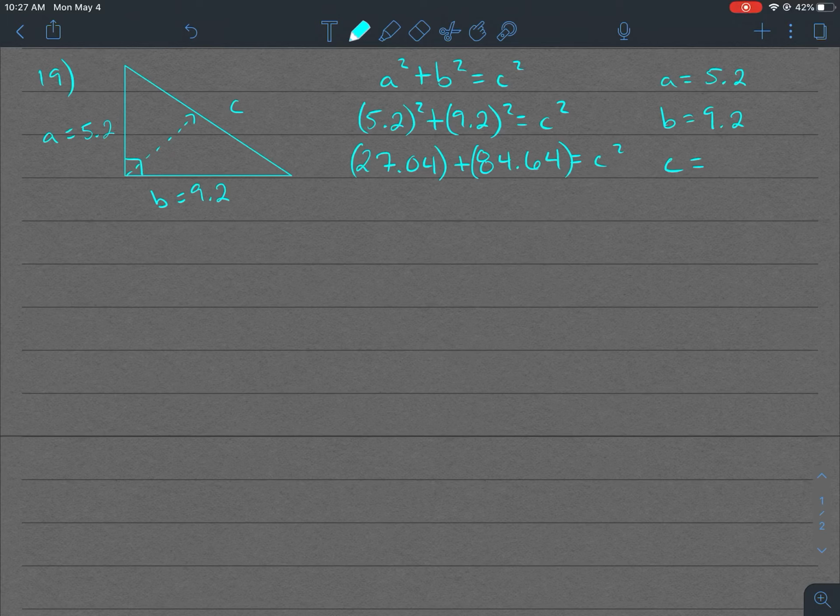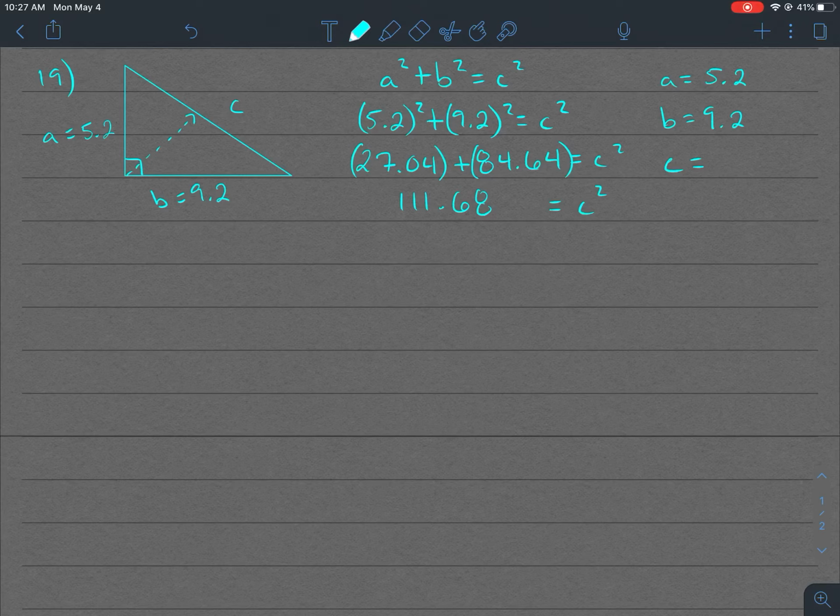Okay. Now this one's actually a little bit different than the previous two. This one, we have 27.04 plus 84.64. Those are on the same side of the equation, okay? They're on the same side of the equal sign. So I just do exactly what it says. I add them together, and you should get 111.68. And that's going to equal C squared.